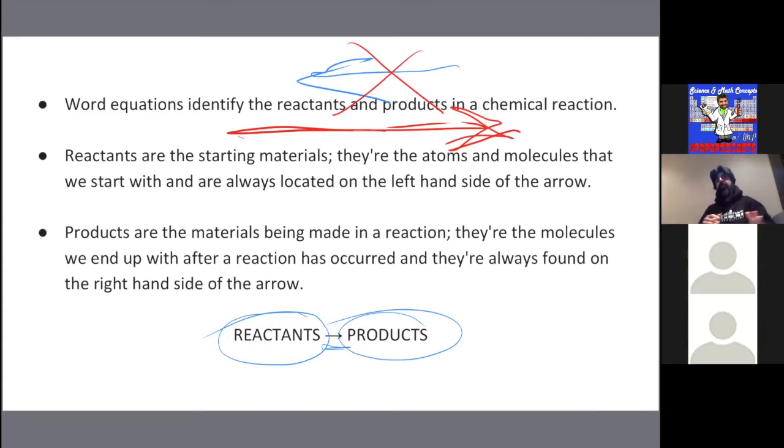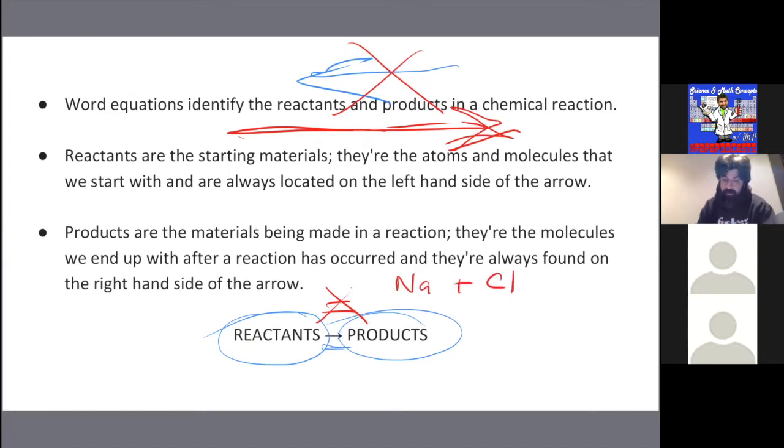Be careful also, it is never an equal sign. It's always an arrow that separates it. So it's not reactants equal products. That's wrong. It's reactants form products. If we put an equal sign, we're saying that they're both the same, and they're not the same. So if you look at that example that we did, sodium reacts with chlorine.